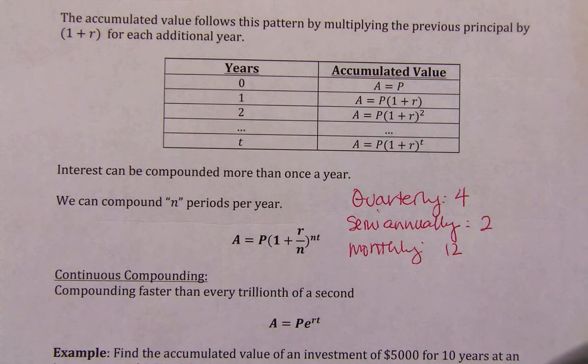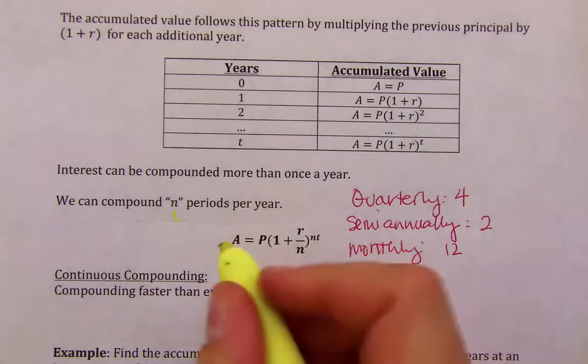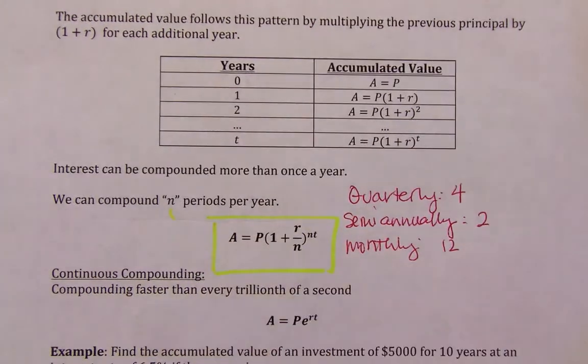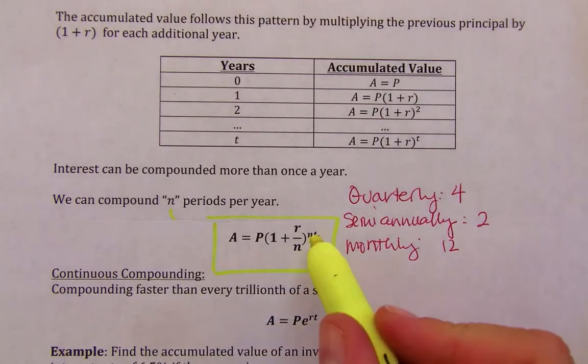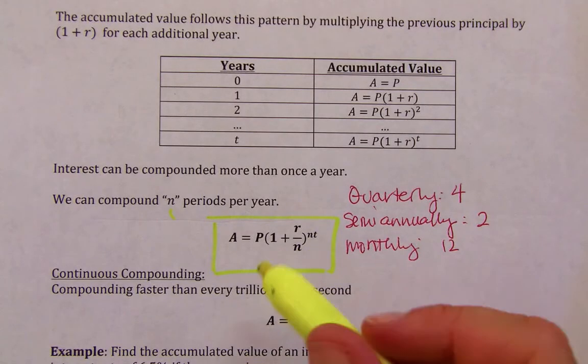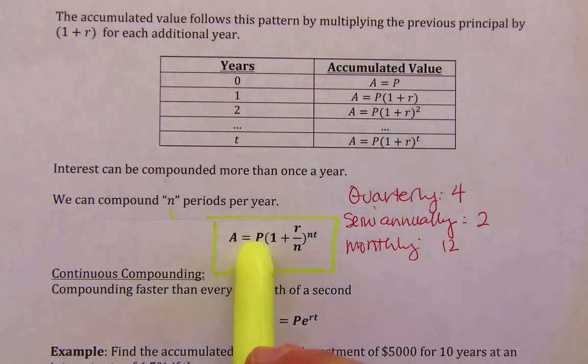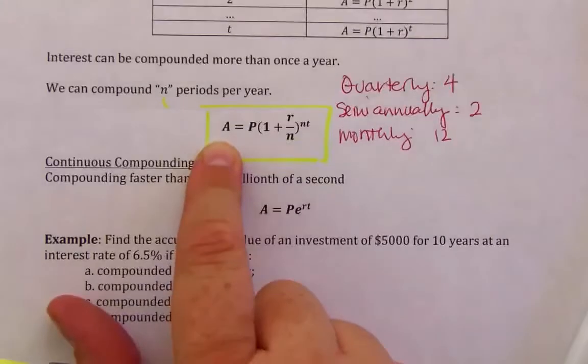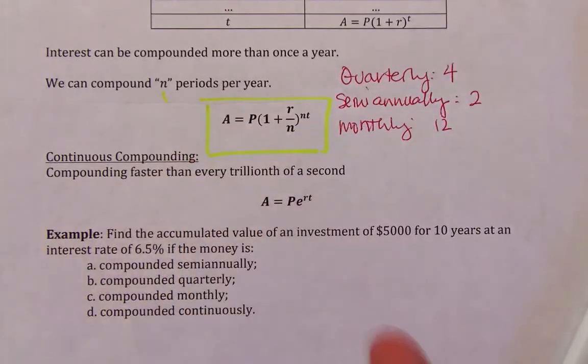Now this is a formula you're going to need to know, so make sure that you know this formula right here. R is our percentage rate, N is how many times a year we're compounding our interest, T is how many years the money is in the account, and P is our principal, the amount we initially put in. A is what we've earned over a certain amount of time.